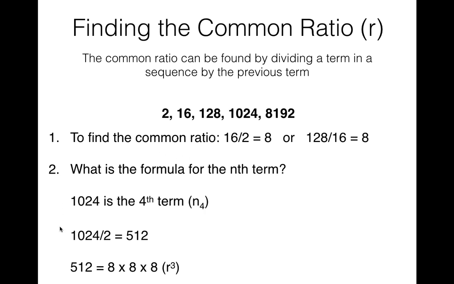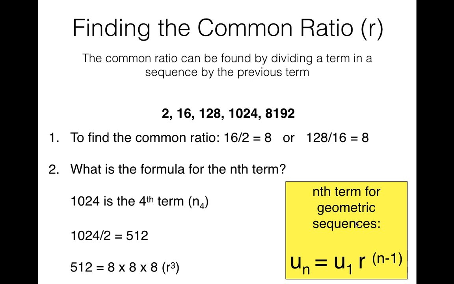Now you don't need to recall all of this. I'm just showing it to you so that you understand that the nth term for geometric sequences is u1, the first term, here in this case 2, multiplied by the common ratio to the power of n minus 1. Look, we've ended up with r cubed here, the common ratio multiplied by itself 3 times, and we were looking at the fourth term. So it's n minus 1. So this you don't need to worry about too much. This is the equation that we get out for geometric sequences, and it is always the same.